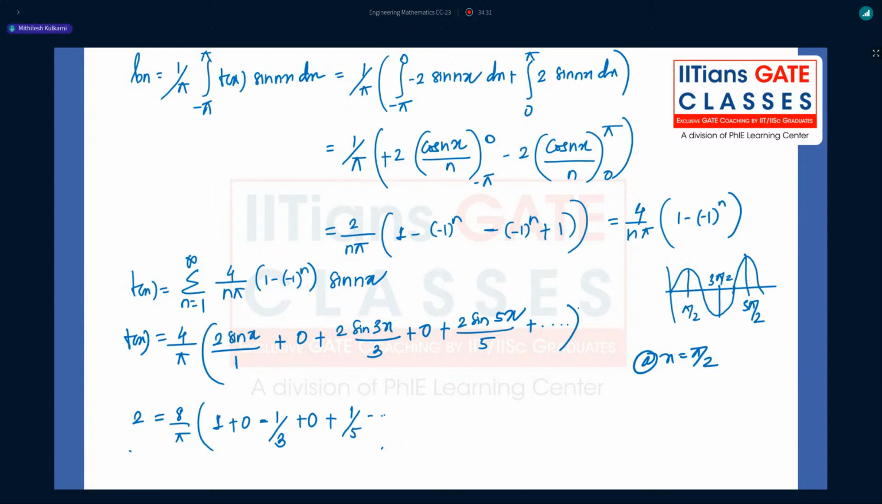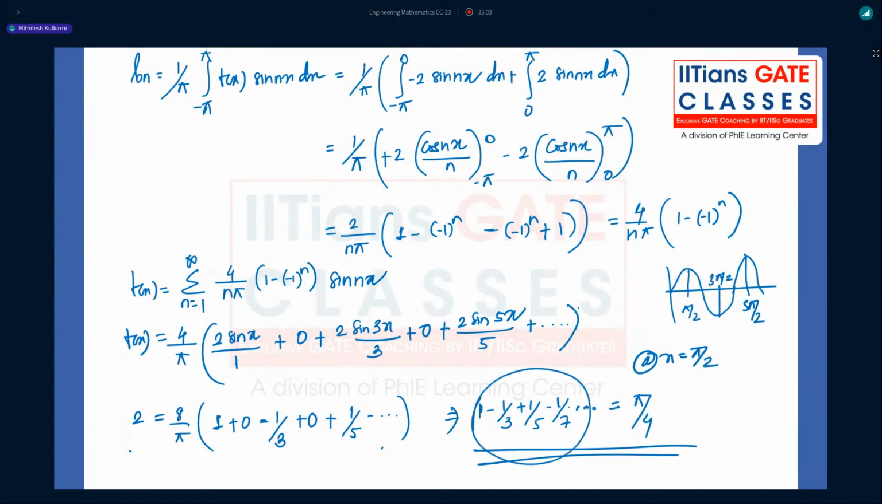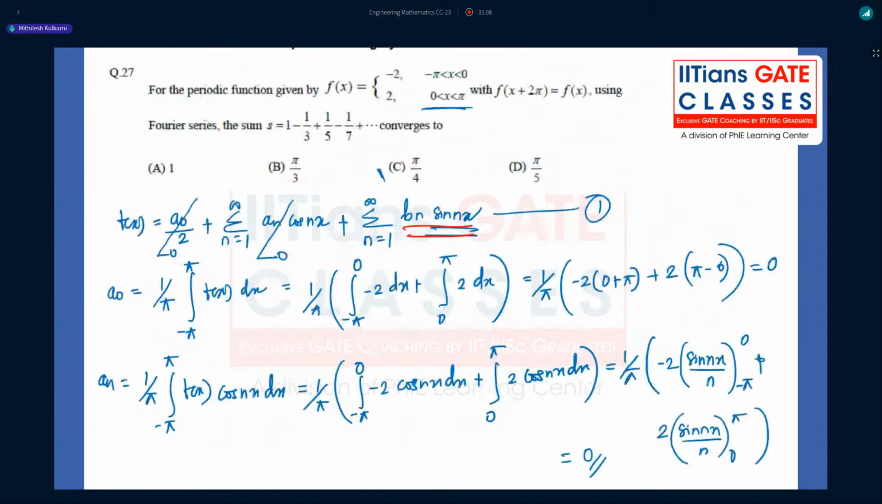So the series will look something like this. Alternate plus minus signs you will get here. So now, if I bring this pi and 8 to the left hand side, 2 pi by 8 I'll get. So I can write it as 1 minus 1 upon 3 plus 1 upon 5 minus 1 upon 7 and so on is equal to what? 2 pi by 8. 2 pi by 8 means pi by 4. So you can say that this series is converging to pi by 4. Hence pi by 4 is the correct answer in this case.